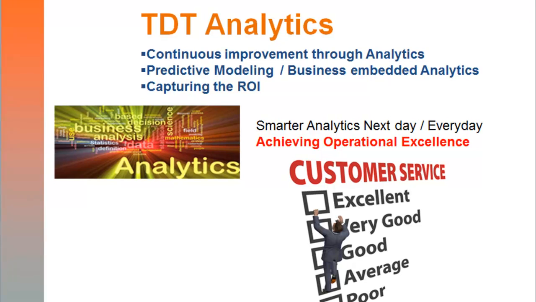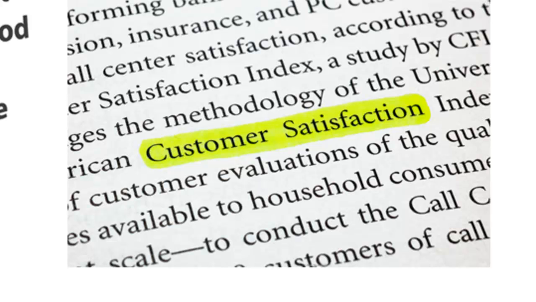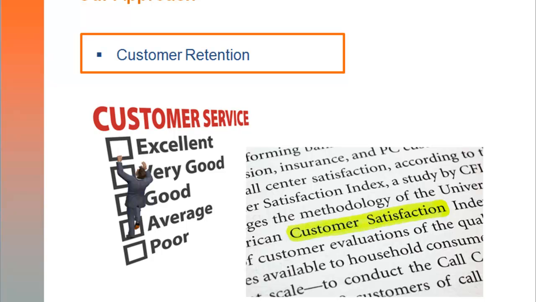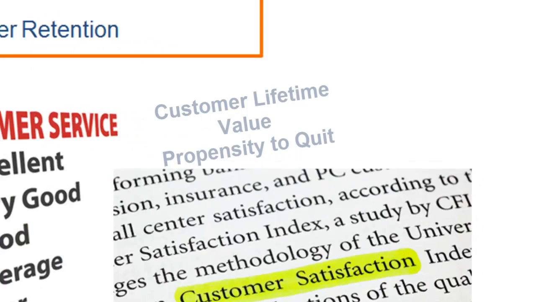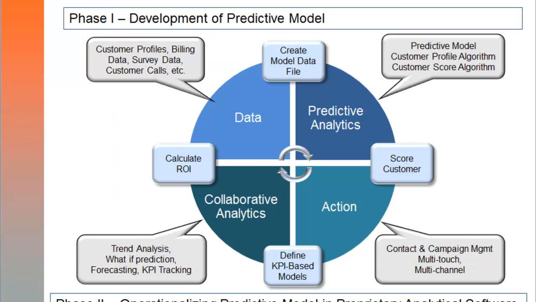If you recall, our first video was all about customer satisfaction and what can be done to achieve it, whether you operate in a B2B or a B2C environment. As such, we created a set of metrics: customer lifetime value on one axis and propensity to quit on the other axis, in order to better understand the value that each customer brought to the organization as well as their propensity to quit. The model that we follow is depicted here on this wheel.